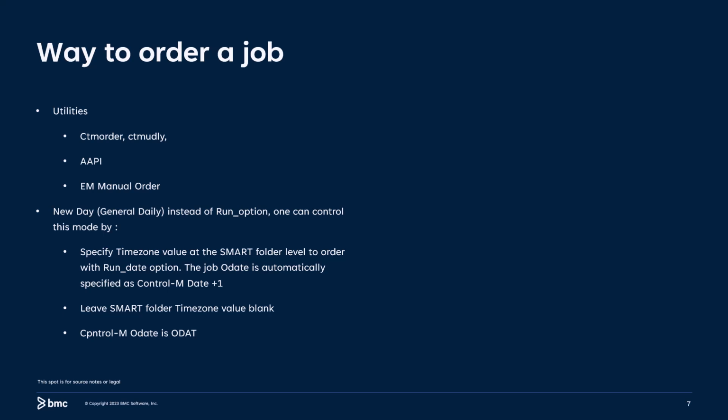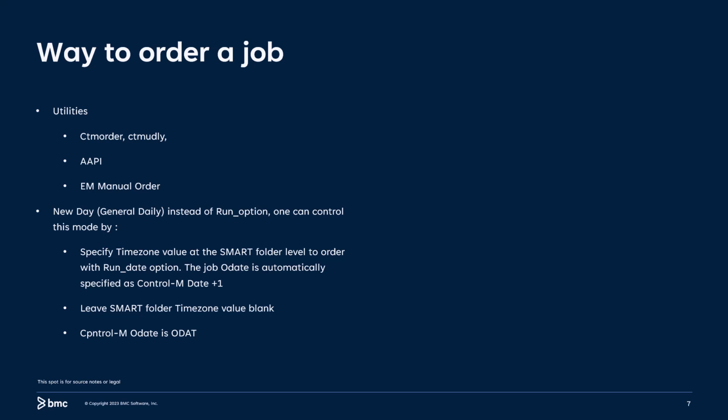Order performed by new day, also referred to as the system daily. Order done by new day is different because in this phase, Control-M prepares the active domain for the new day that has just arrived.